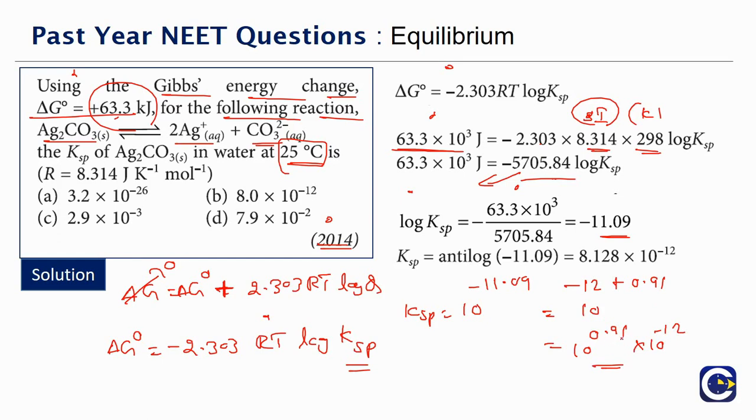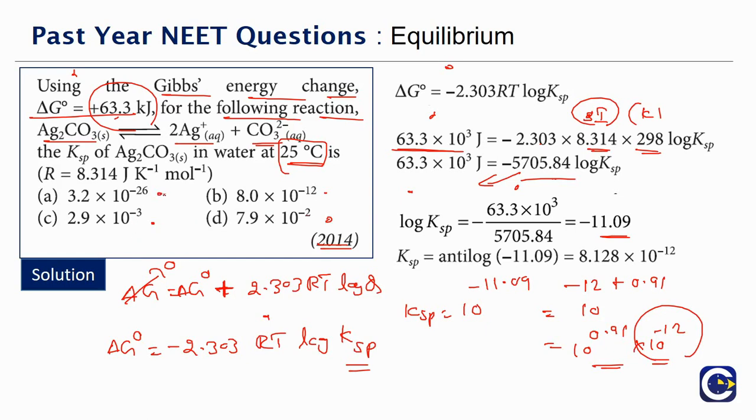10 power 0.91 means it will be less than 10. But what is the exponent part? The exponent part must be 10 to the power of 12. In these kinds of questions, you can see the options are not very close. Even if you check the exponent part, it is quite different.